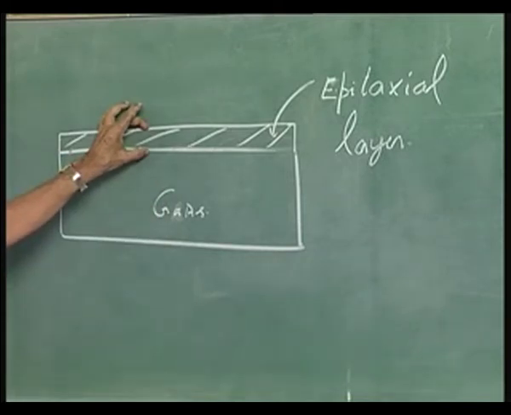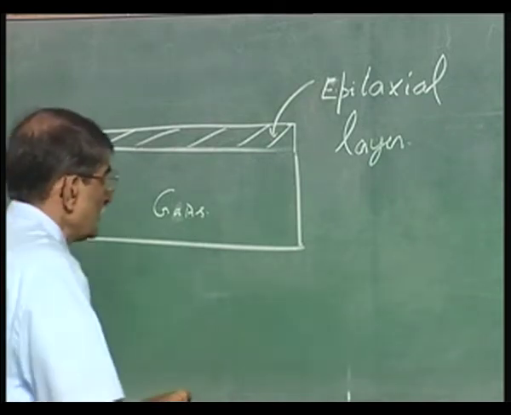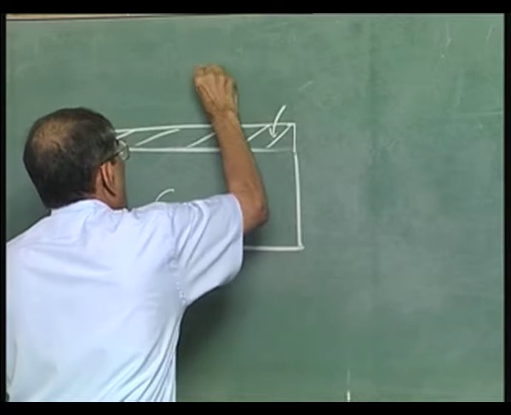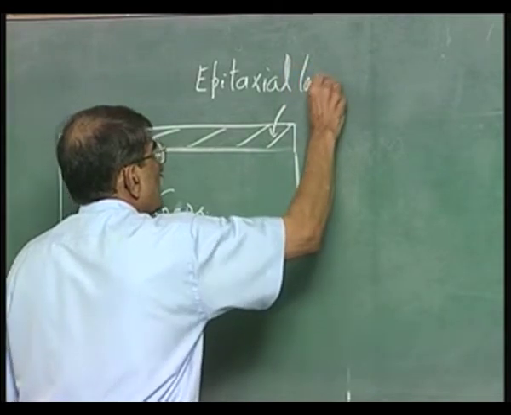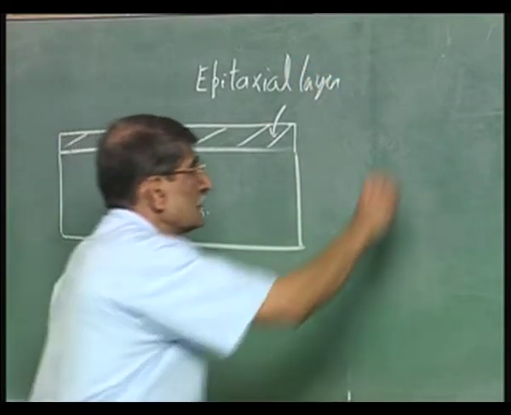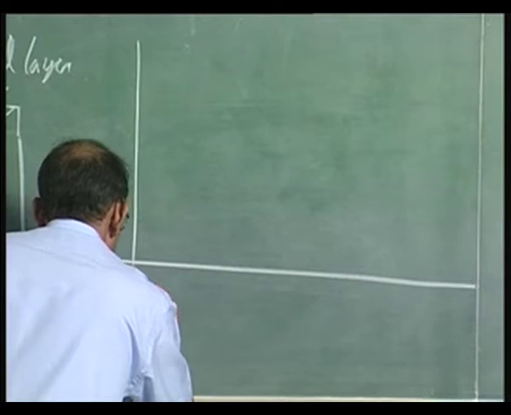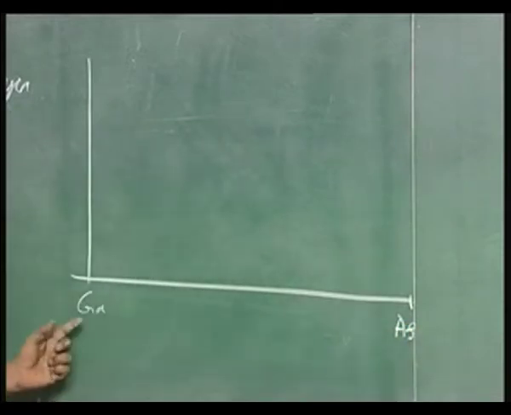So, this layer when you grow, what you can do is keep this gallium arsenide substrate in contact with the liquid of gallium arsenide. Okay. Let me draw that diagram for the completeness sake here. Let me put it down here separately. If you take a look at the gallium arsenide phase diagram. I am drawing into metallurgy now.